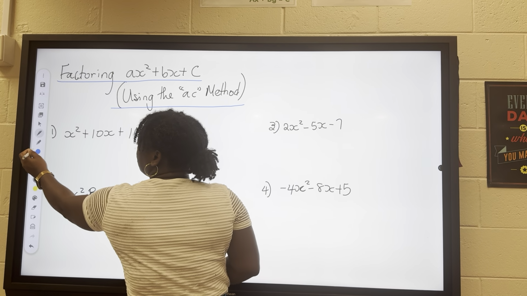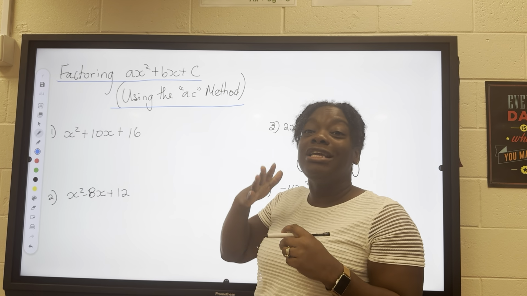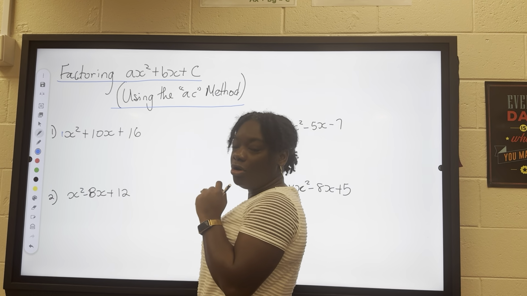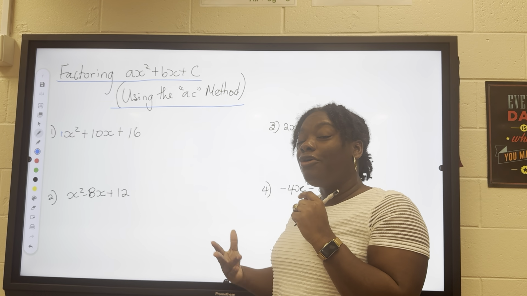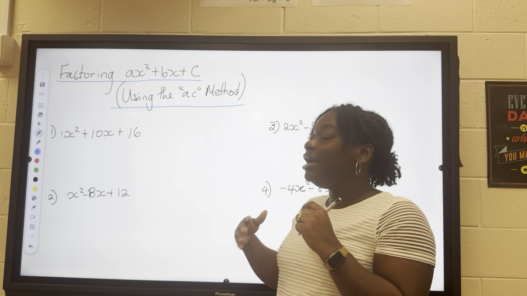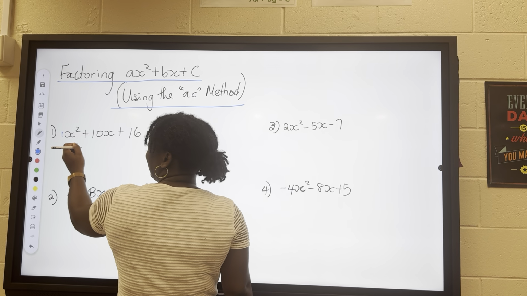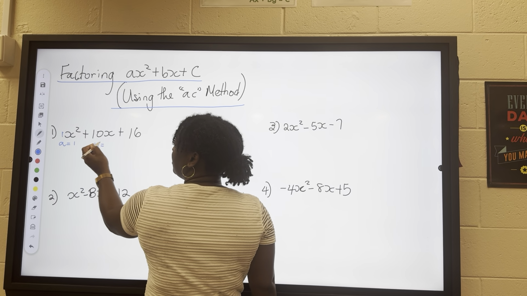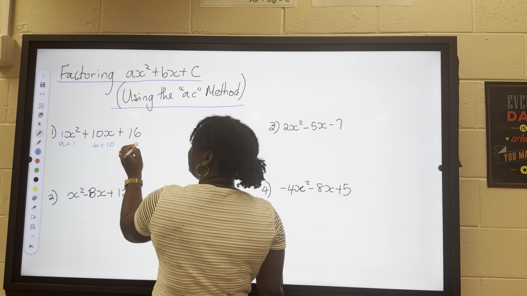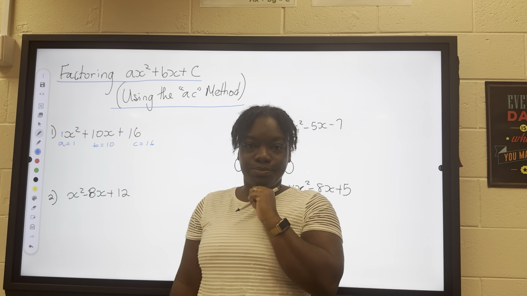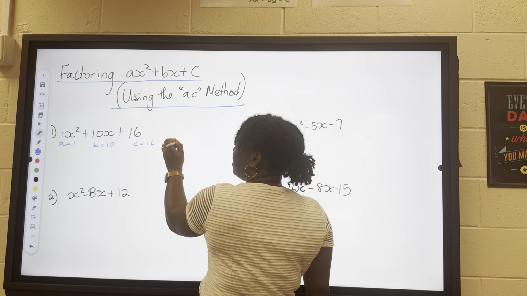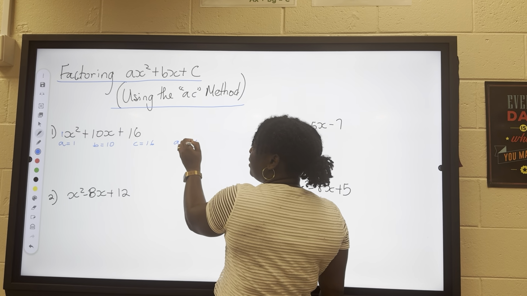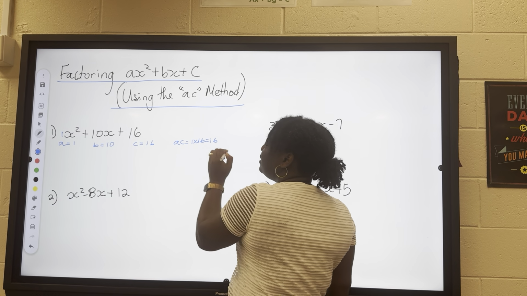So let's go. The AC method is as it says. My A right here, there's a 1. Always remember that if you're not seeing a number or a coefficient, as it is called, in front of the variable, then there's an invisible 1. So my A is equal to 1, my B is equal to 10, and my C is equal to 16. That means that AC, or A times C, is equal to 1 times 16, which is 16.